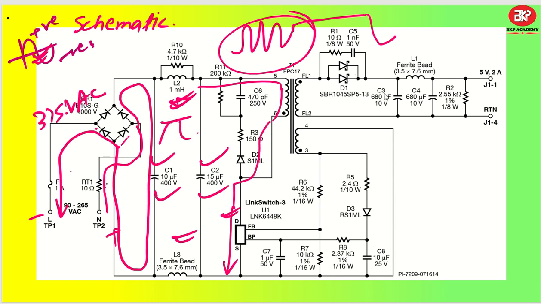Now capacitors C3 and C4 are going to be acting as filter capacitors and at the same time bulk capacitors for your power output, right? And this L1 is a ferrite bead which is going to work again as a pi filter to remove any of the noises and ripple at the output, so that you can get a very clear output of 5 volt 2 ampere rating.